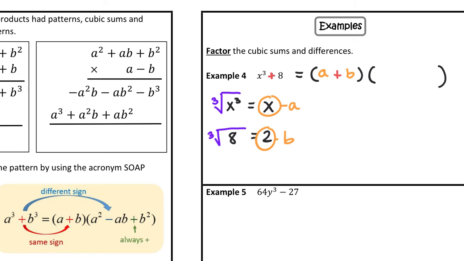It's going to be a squared, but then the sign after a squared is going to be opposite to the middle term. So if the middle was plus, then there's going to be a minus here, minus a times b, and then plus b squared.